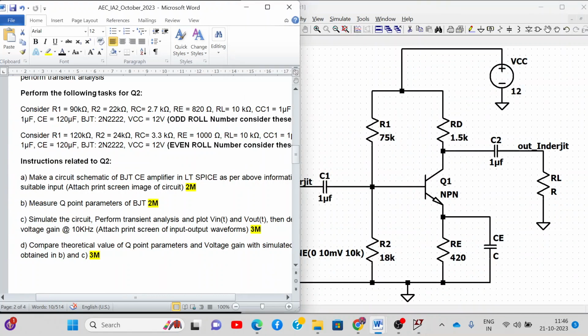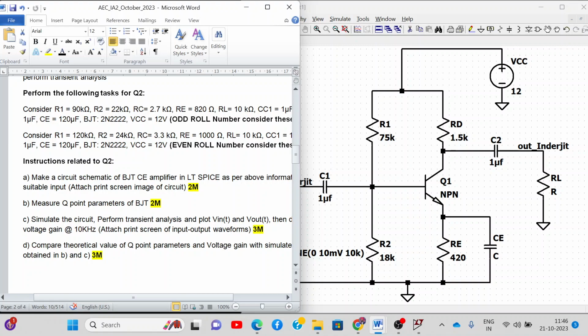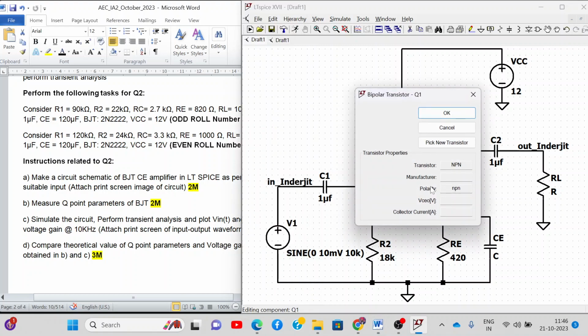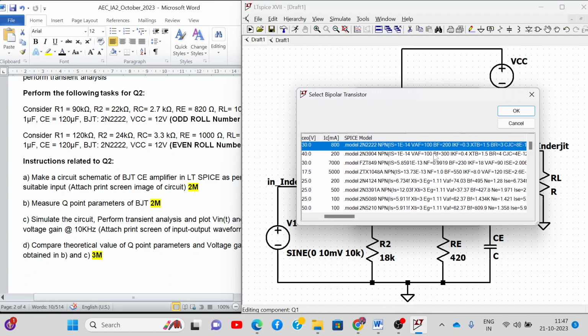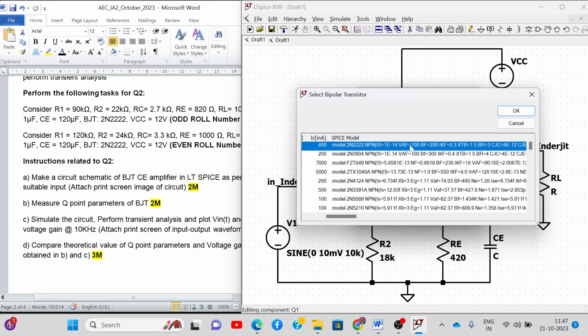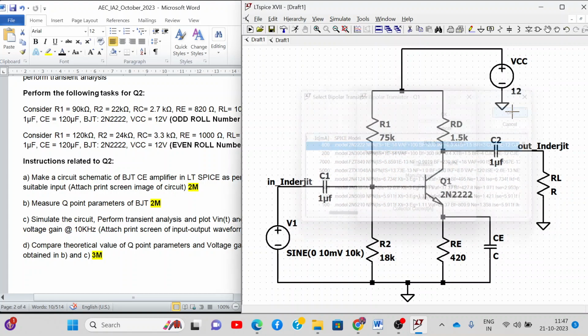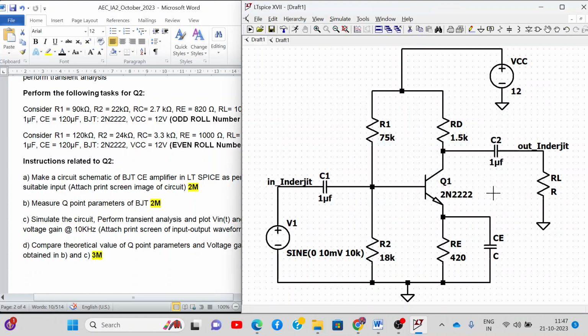Any doubt? Now you have to select the BJT 2N2222. So right click on the BJT, select pick a new transistor and select 2N2222. But it is very important to note down its parameters. Its early voltage is 100 and its beta is 200. This information will be required for solving the numerical theoretical data. VAF is the early voltage and BF is the beta. Okay, right? Select that. So this is my 2N2222 transistor.